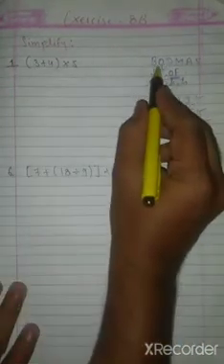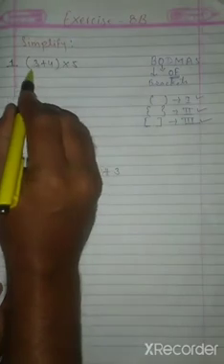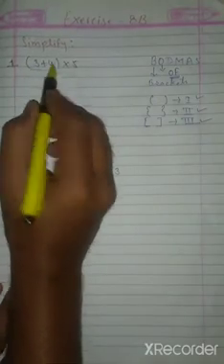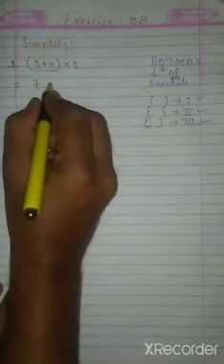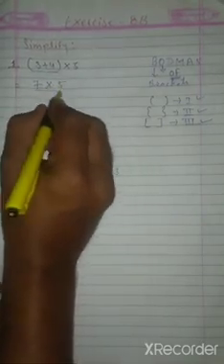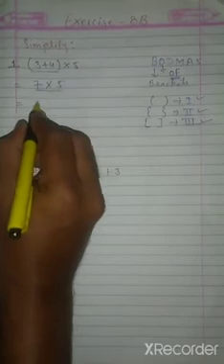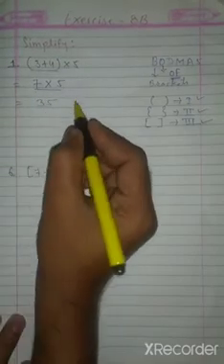So let's start the solution. Now first, BODMAS: B, we will solve the bracket first. So you will get 3 plus 4 is 7. Then now we will multiply: 7 fives are 35.